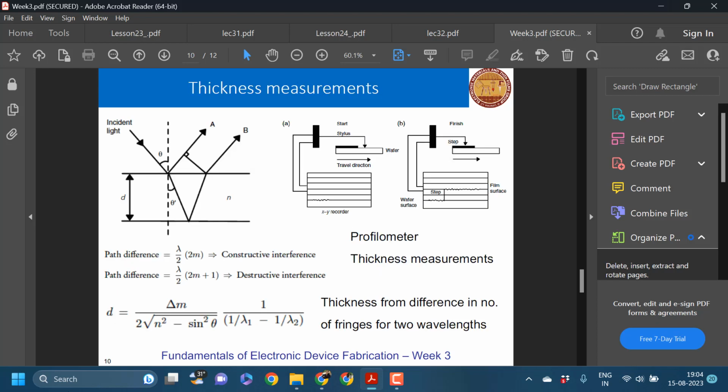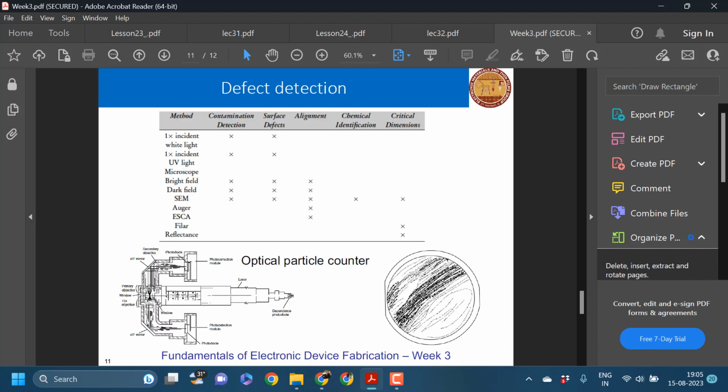And finally, we have contamination and defect detection. Can anybody tell me how to find out contamination and defects in terms of IC evaluation? How do we do defect detection?